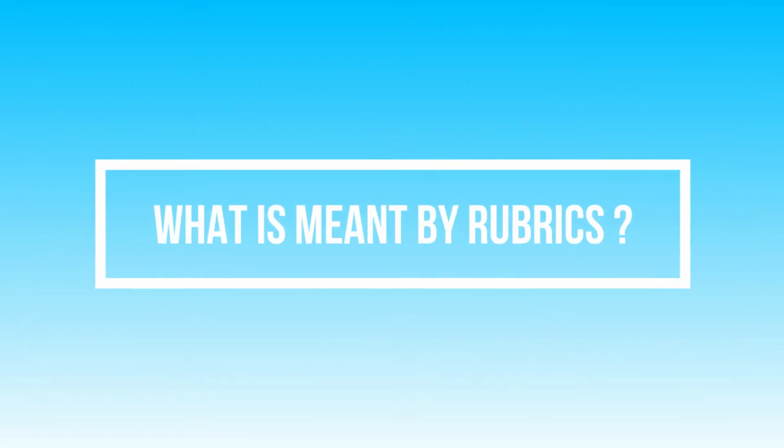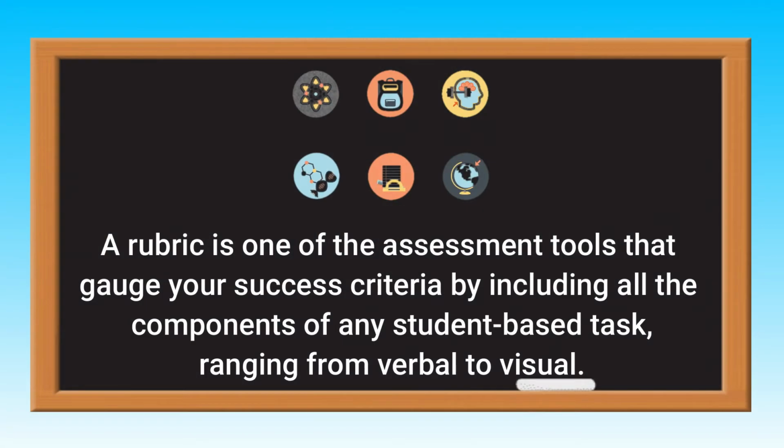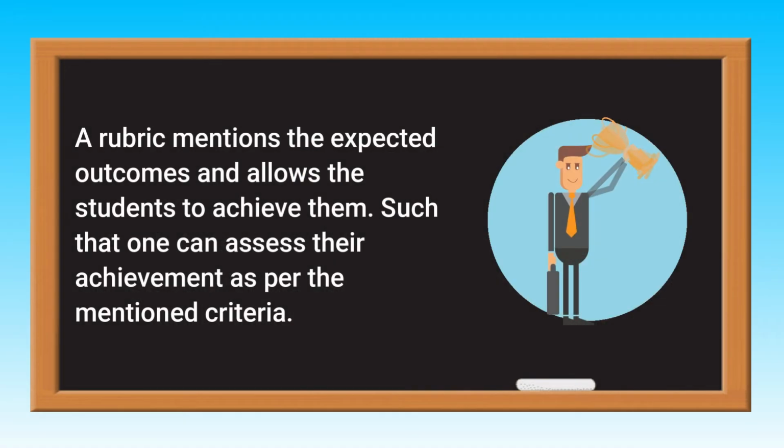First, let us know what is meant by rubrics. A rubric is one of the assessment tools that gauge your success criteria by including all the components of any student-based task ranging from verbal to visual. In simple words, it is responsible for keeping an account of the learner's academic performance like class grades, assignments, participation in class, and whatnot. A rubric mentions the expected outcomes and allows the students to achieve them, such that one can assess their achievement as per the mentioned criteria. Rubrics are the scoring criteria that can help in ensuring consistency while letting the students evaluate their work.